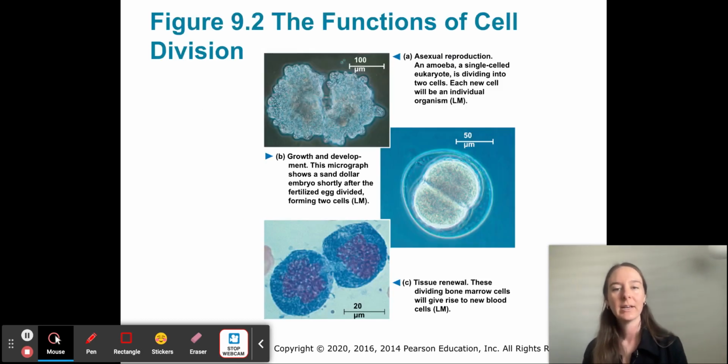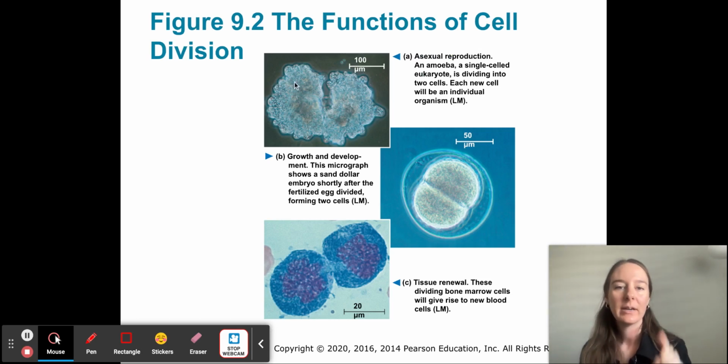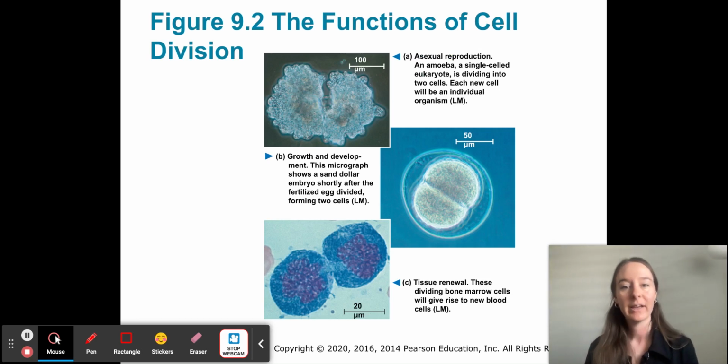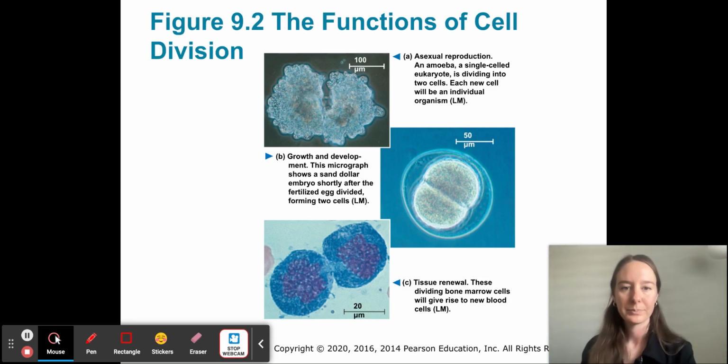So firstly, cell division. What is it? Why do cells need to do it? Well, firstly, for some organisms, like unicellular organisms, this is how you make new offspring. So for example, an amoeba. Amoeba here is going through asexual reproduction. It's creating a copy of itself. It's a single-celled eukaryote, and it's dividing into new cells. Each of these new cells will now be its own individual organism.